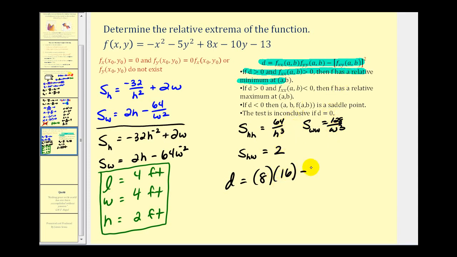minus 2 squared. Well, of course, that's going to be positive. And the second order partial with respect to H was also positive. So we have met the conditions for a relative minimum. D is positive, and so is the second order partial with respect to, in this case, H. So we do have a relative minimum. So this does verify that these dimensions do minimize our surface area. Let's go ahead and finish by determining what that surface area would be.